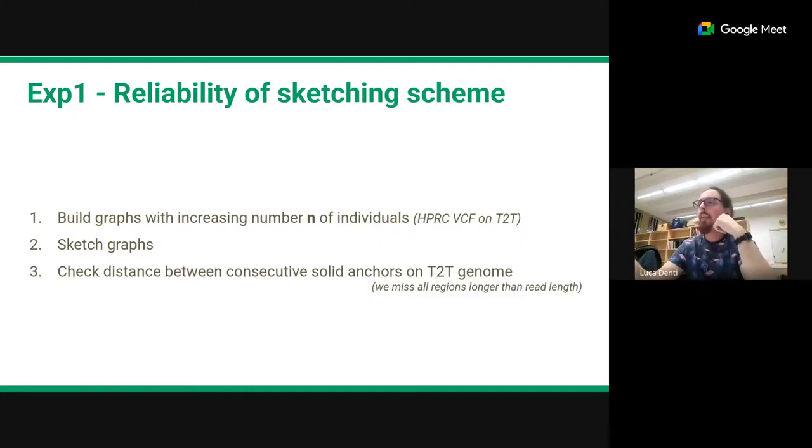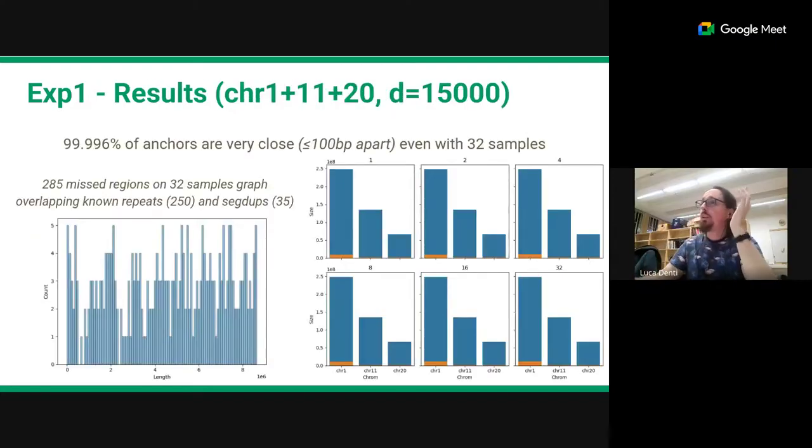Okay. What we found out, so the results are only on 3 chromosomes, chromosome 1, 11, and 20, and the distance is 15,000. Just considering these 3 chromosomes, 99.996% of the anchors are very close, about 100 base pairs apart. So even when we consider 32 samples from the VCF, it seems that we may anchor reads on almost all the regions of the genome. From the plot, we can see that blue is the length of the chromosomes, and the orange part is the number of base pairs that we miss with our anchors.